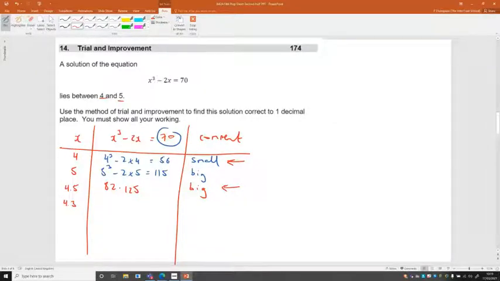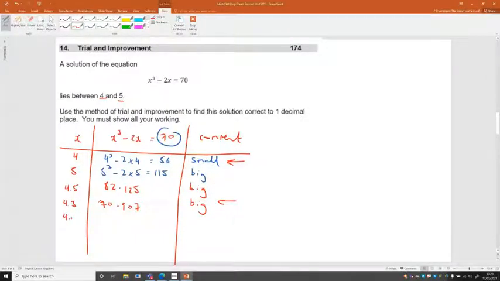So 4.3 cubed, take away 2 times 4.3, gives me 70.907. Oh, and that's slightly too big. All right, slightly too big. But that's good news because now it means I've tracked the answer between 4 and 4.3. See, between these two, because that's too small, that's too big.